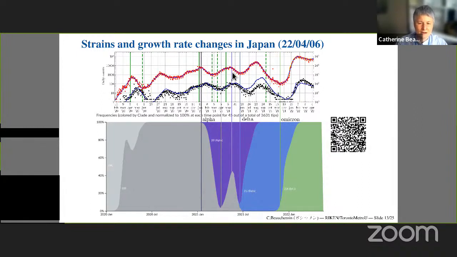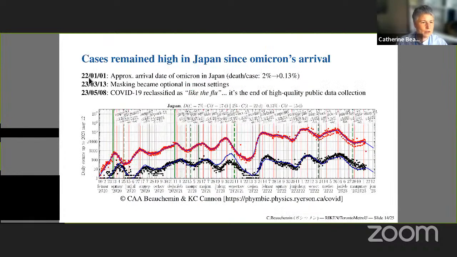Then you can see here the arrival of this new strain in gray seems to make a break in the slope. And then over here, this is the arrival of Delta. And then over here, you could see the arrival of Omicron last winter. So that was unpleasant, and you could see it now go up. And the cases remained high in Japan since Omicron's arrival. So basically up to when they stopped taking data, the cases remained high.